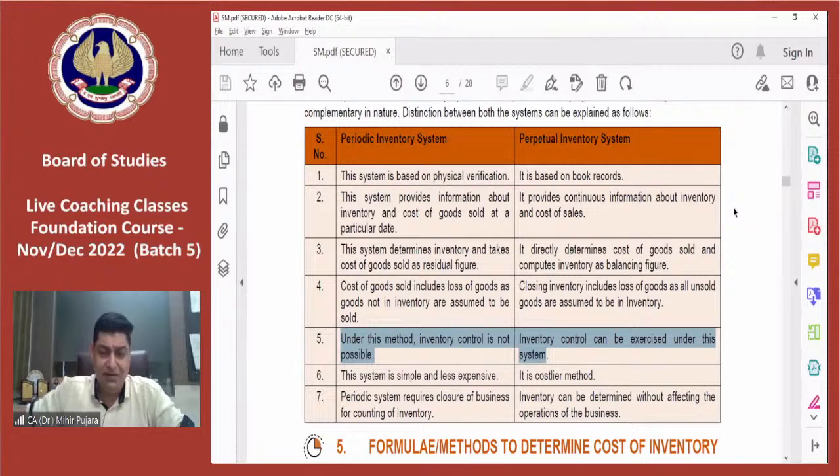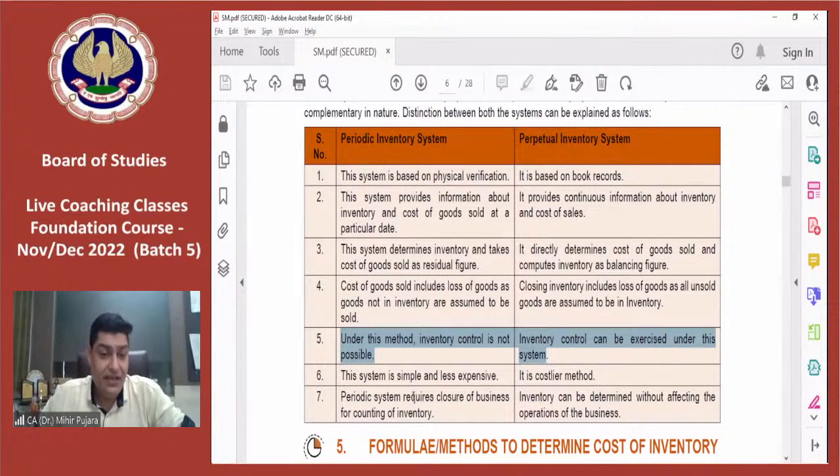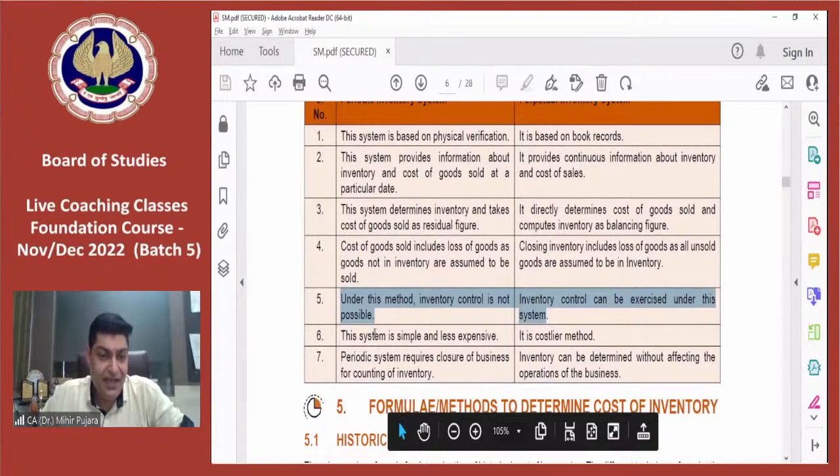And number six is simple versus expensive. Perpetual is naturally costly because you are running with software and some expert persons.